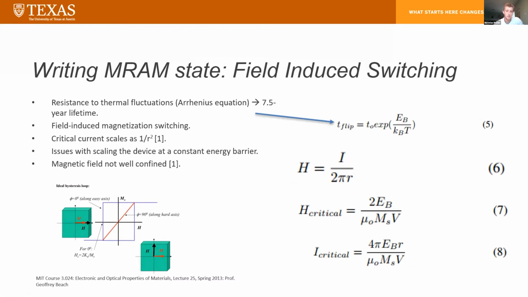To switch the state deterministically, one way to do that is to apply a field with a current carrying wire. You basically apply the coercive field given in terms of the anisotropy energy density, and you can rearrange for the critical current. The main takeaway is that as you scale the volume down, the critical current scales like 1 over r squared, for a constant energy barrier height, which isn't desirable because as we make our devices smaller and pack more of them onto a chip, we don't want the critical current to be shooting up through the roof. That's going to increase our power consumption.